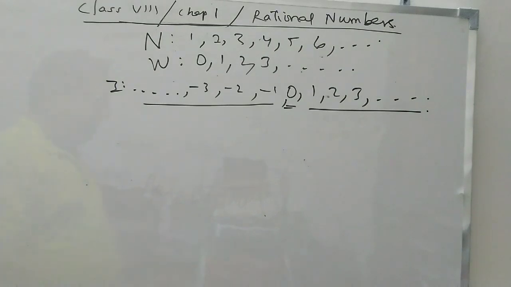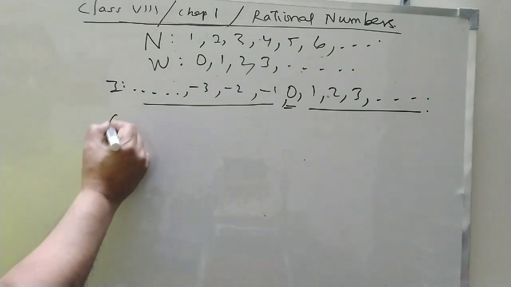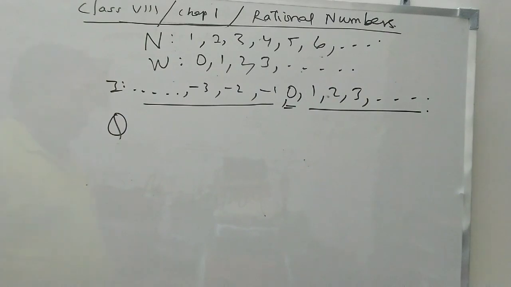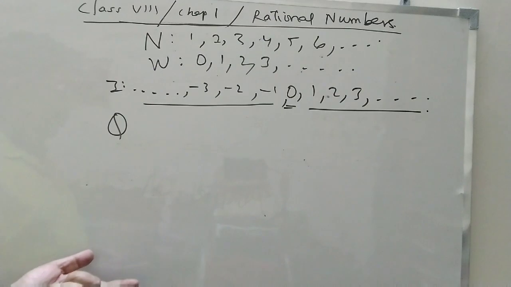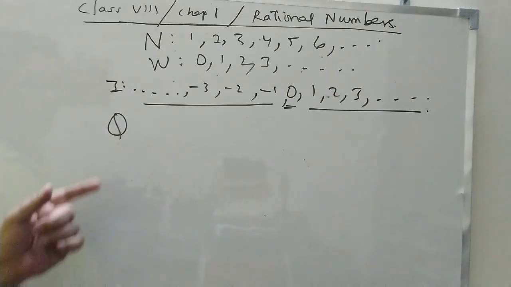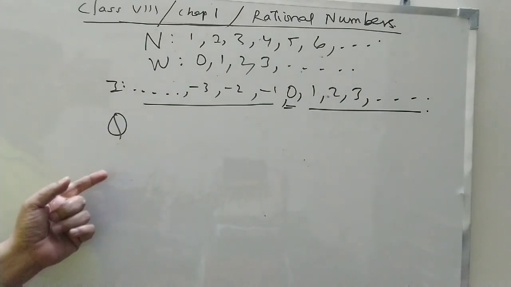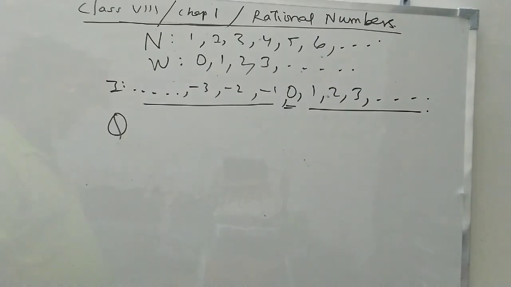After dealing with the set of integers, we came to rational numbers. We use the symbol Q for rational numbers. Now we don't use R because of course rational number starts with R, but R is used for real numbers, not for rational numbers. We use the symbol Q for it.